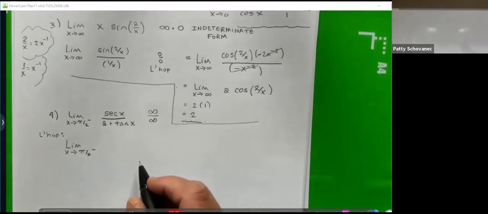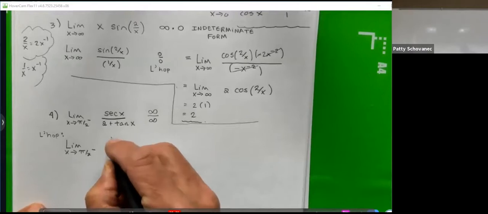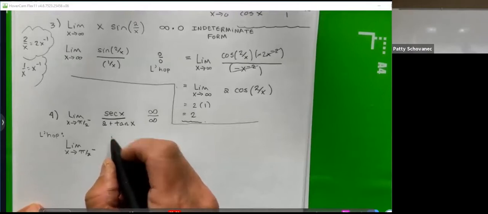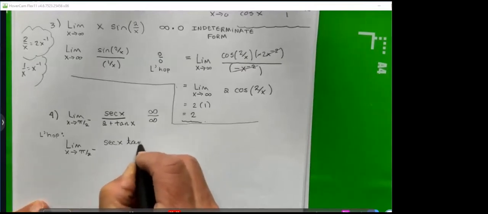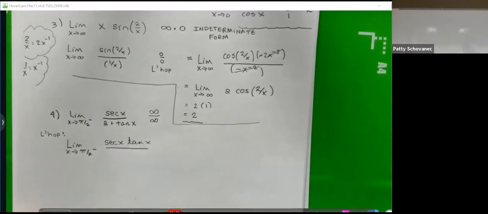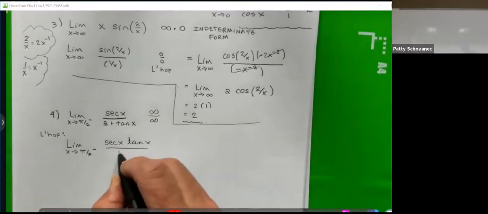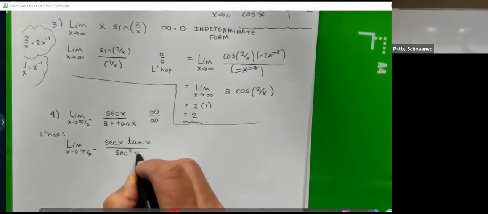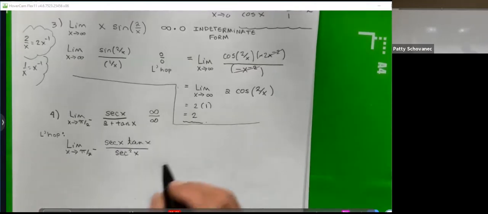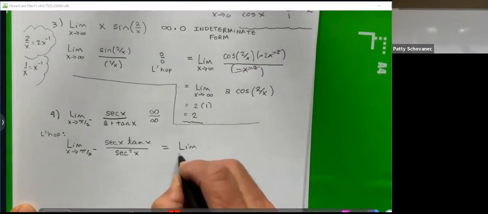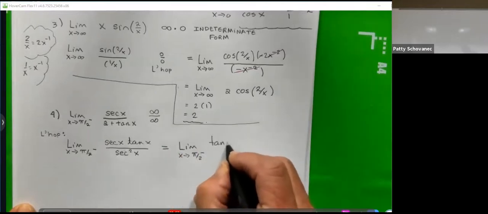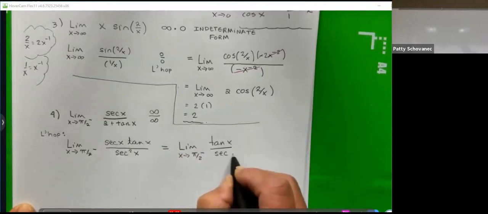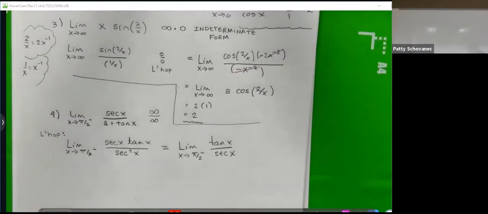What was the derivative of secant of x? All right, the derivative of 2 is 0. What about the derivative of tangent? Secant squared. And so we can cancel one of those secants. And that leaves us just a tangent on top and a secant of x on the bottom. So I have still infinity over infinity.